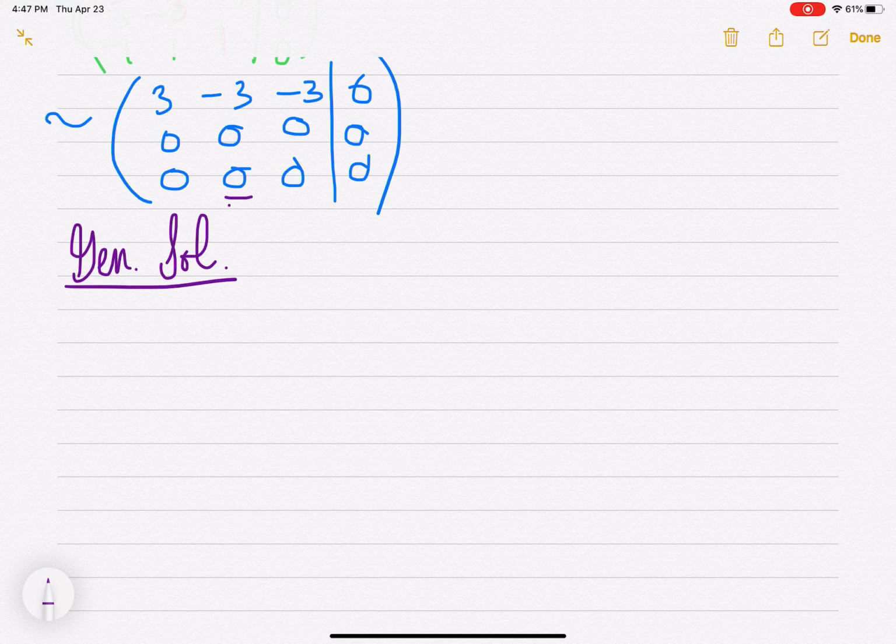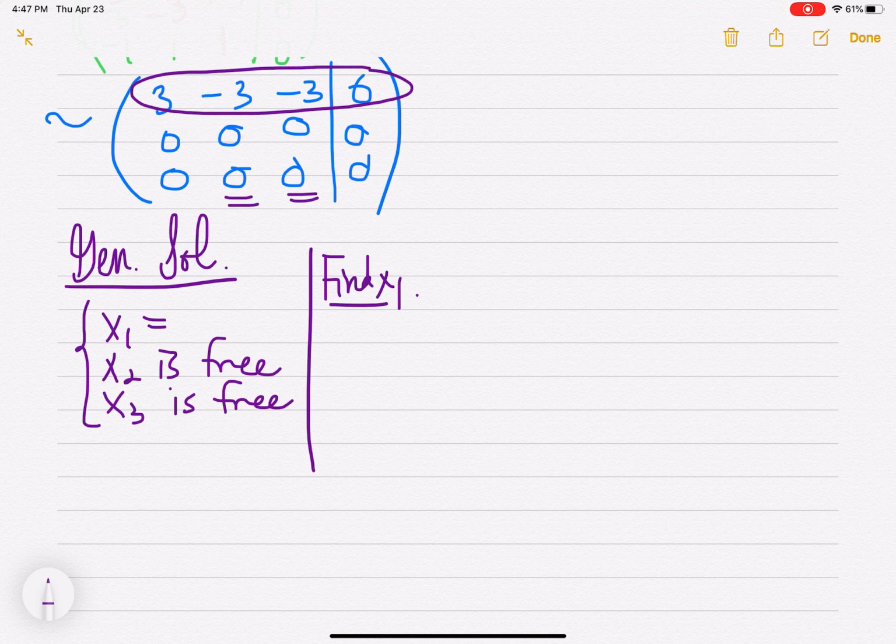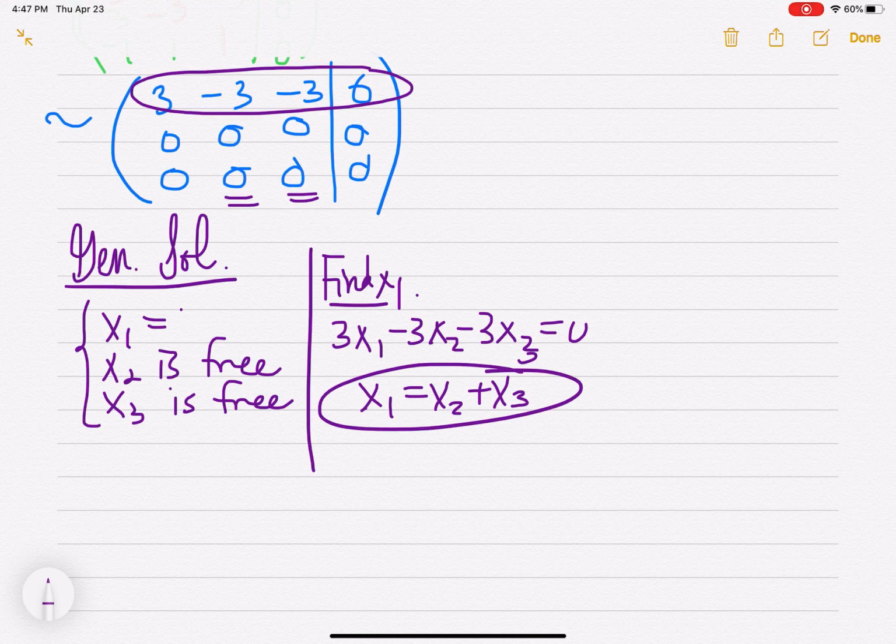All right, so we got 2 free variables, right? x2 and x3. x1, we can find x1 here. Use the top equation. We got what? 3x1 minus 3x2 minus 3x3 equals 0. So I believe that'll give x1 is what? x2 plus x3.